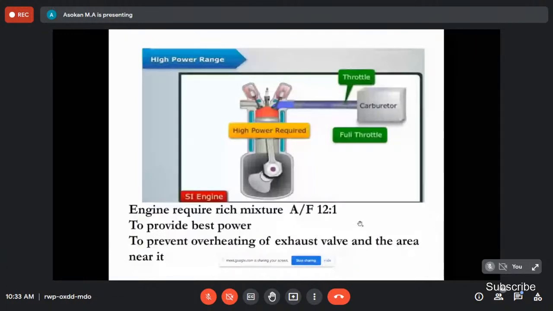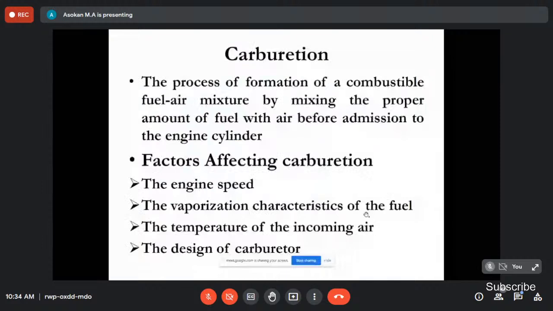When the vehicle runs at a cruising speed, the temperature in the combustion chamber is higher. Due to this higher temperature, the valve gets overheated. That's why we supply the rich mixture, to reduce the combustion temperature and also cool the valve. The job is to provide the combustible air-fuel mixture, with proper amount calculation, before admitting it to the engine cylinder. The carburetor does this function.